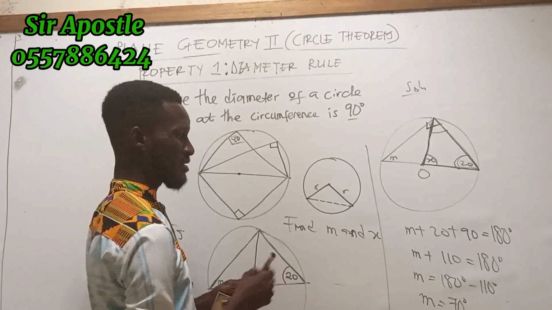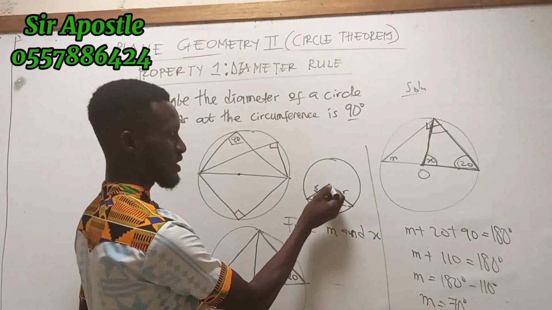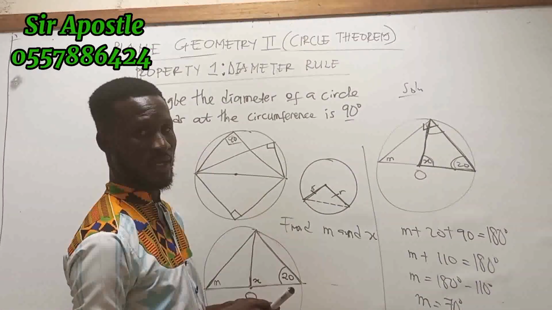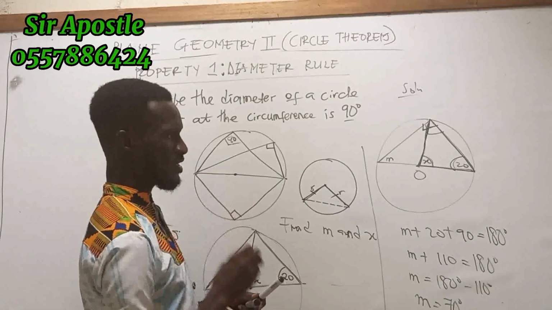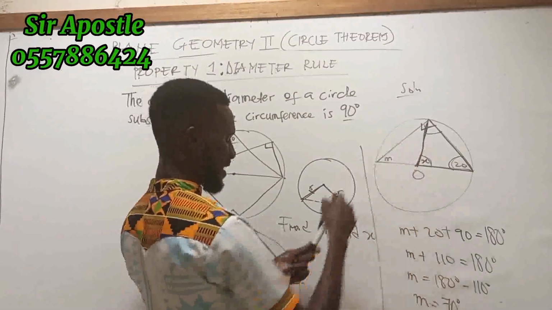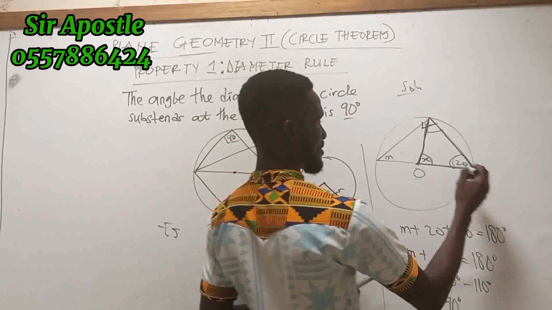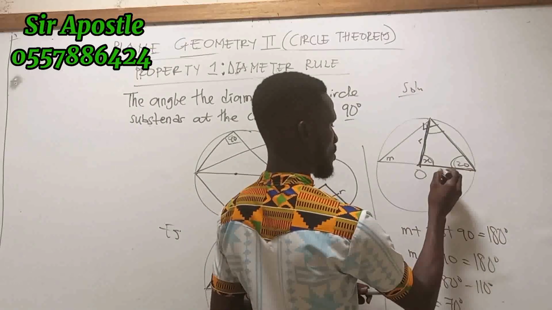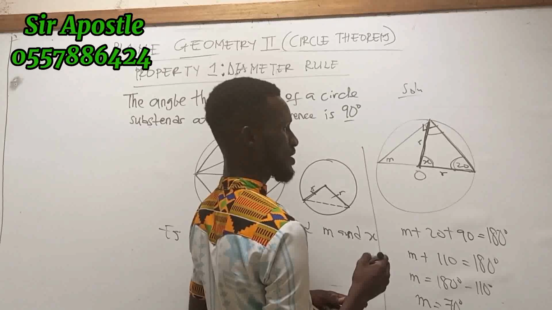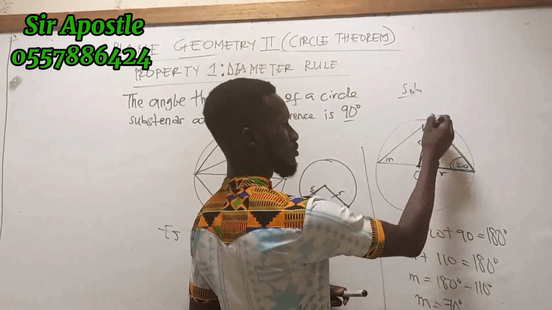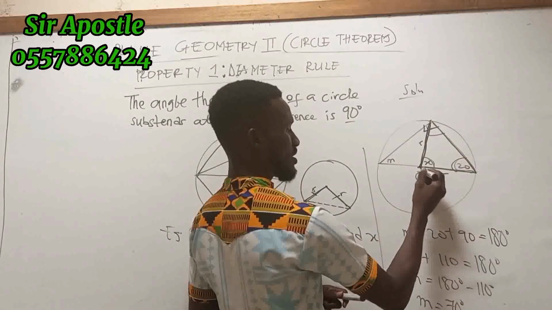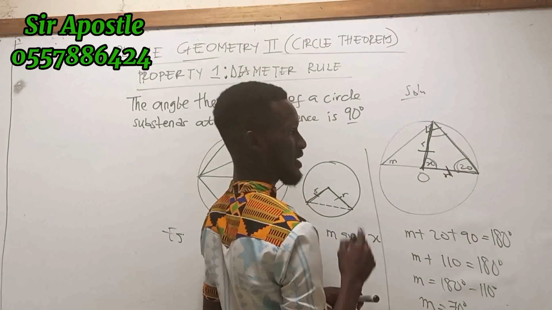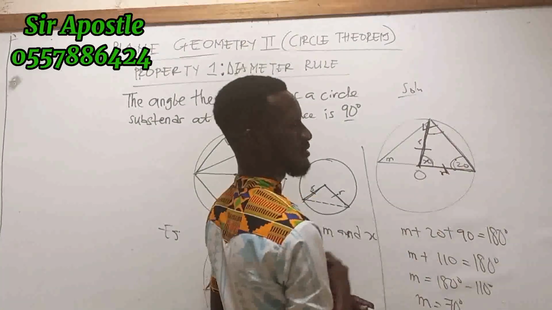But what type of triangle is this? This is radius, this is radius. So this side and this side are the same. Then this one forms an isosceles triangle. You get me? Yes, it forms an isosceles triangle. So this one is the radius, this one too is the radius, because radius is a straight line from the center of the circle to any point on the circumference of a circle. So this side and this side are the same. Therefore, this angle and this angle are also the same.